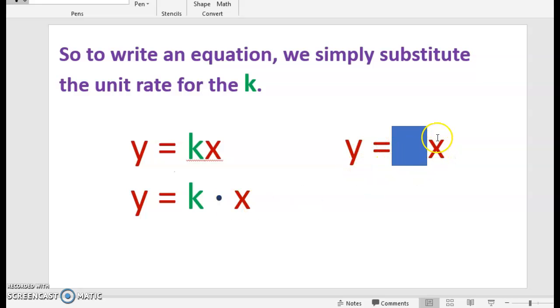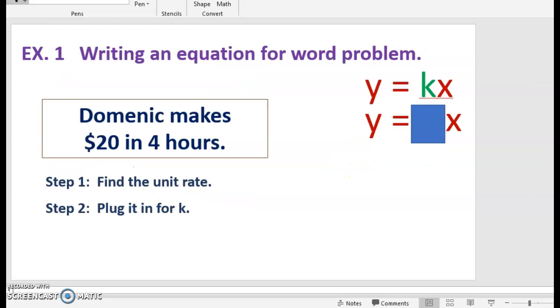I also gave you this. It might help you to see that you're just plugging in the unit rate in this blue box. So instead of a k, you're putting in whatever the unit rate is, whether it's a word problem, whether it's a table, or a graph from all of our previous lessons. So let's see what that would look like.